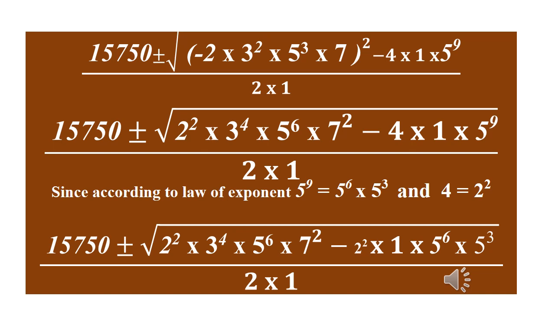Then times 7 raised to the power 2. Then minus 4 times 1 times 5 raised to the power 9, all in square root. Then all over 2 times 1.